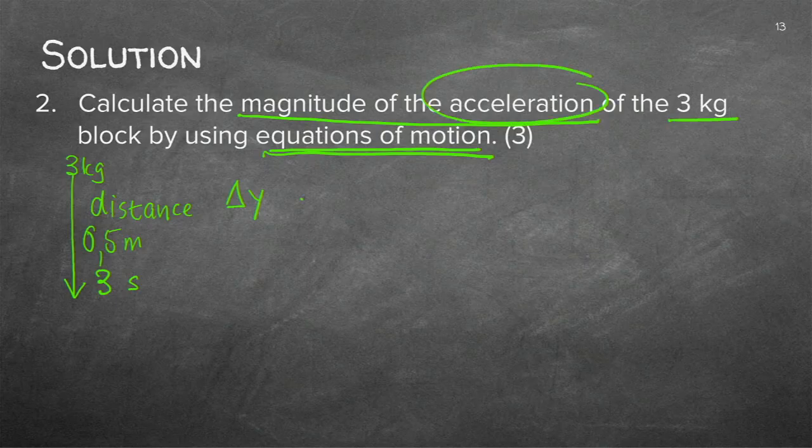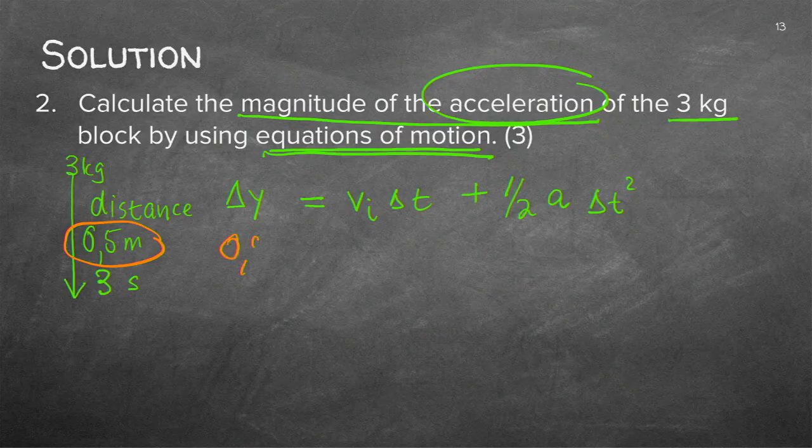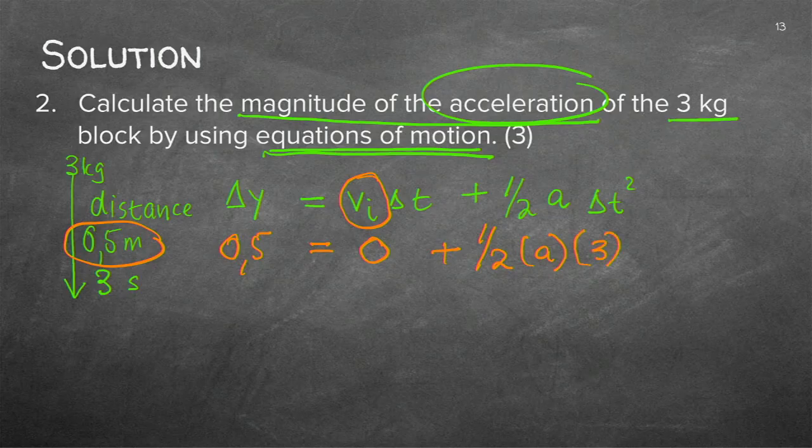I've got delta y equals vi delta t plus a half acceleration delta t squared. This we did in section 3. I've got delta y. They just gave it to me in the diagram, so it's 0.5. I know it's starting from rest, so the initial velocity is 0, plus half a, which is what they asked me to calculate, and they gave me the time as 3 seconds.